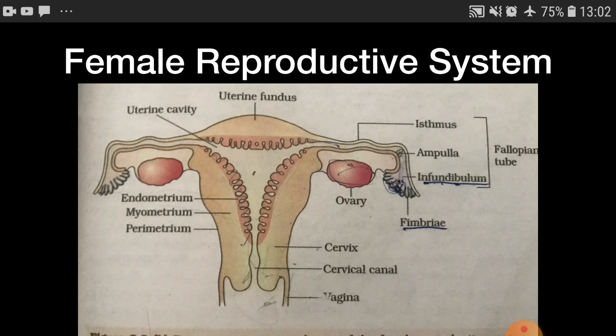These parts of the system, along with a pair of the mammary glands, are integrated structurally and functionally to support the process of ovulation, fertilization, pregnancy, birth, and childcare.